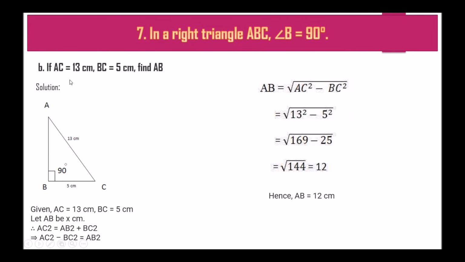Next, AC is 13 centimeters, BC equals 5 centimeters. We have to find AB. So we will find AB with the same formula. So AB square equals AC square minus BC square. So 13 square minus 5 square, that is 169 minus 25, that is 144, whose root is 12. So AB equals 12 centimeters.